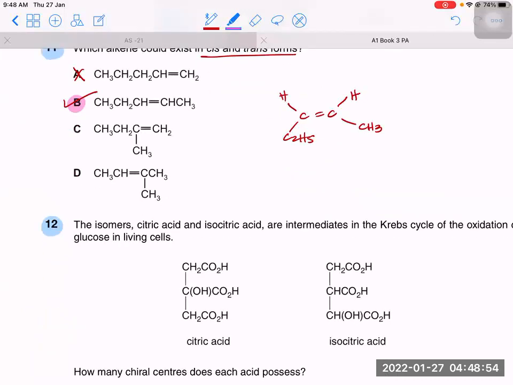Is this understood? Kids online? Kids online, is this clear?